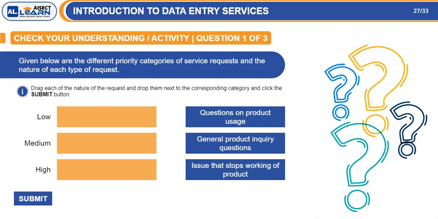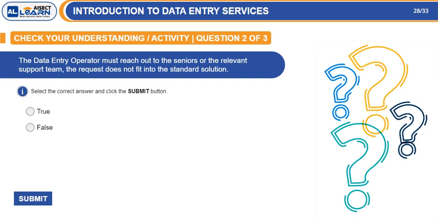Given below are the different priority categories of service requests and the nature of each type of request. Drag each of the nature of the request and drop them next to the corresponding category and click the Submit button. The data entry operator must reach out to the seniors or the relevant support team. The request does not fit into the standard solution. Select the correct answer and click the Submit button.